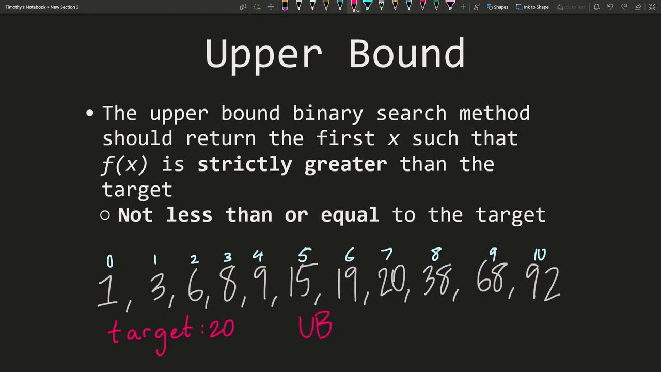on this array with a target being 20, the upper bound would not return 7 here because that value is not strictly greater than our target. The first value that is greater than our target is this 38, and so the upper bound would return an 8. So it returns the first x such that f of x is strictly greater than our target, or in other words, the first number greater than our target.